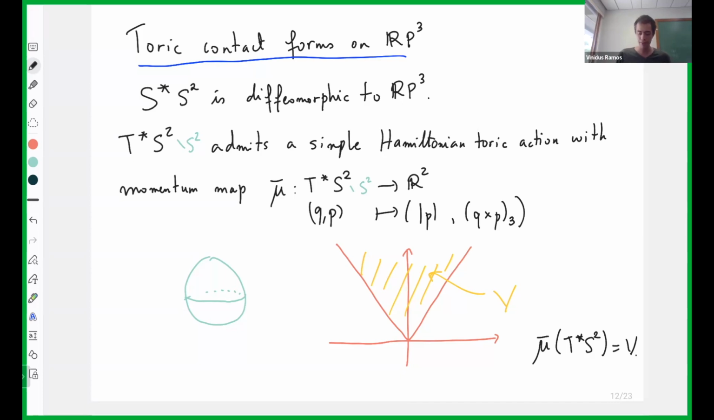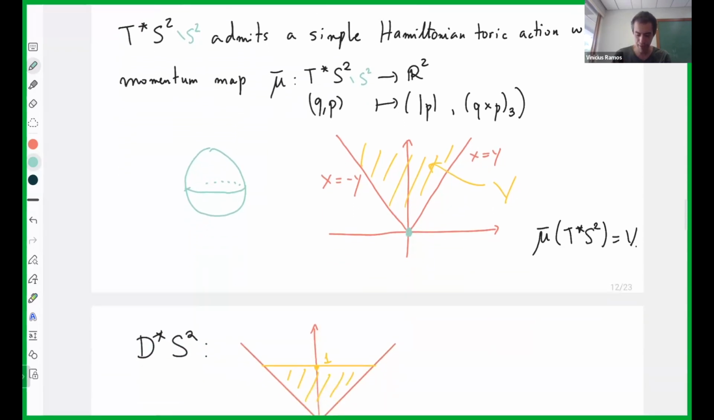The image of this is a cone like this. It's the cone that lies in between the x equals y and x equals minus 1 lines. You remove the zero fiber if you want to get smoothness, but even if you don't remove the zero fiber, you still have a map. All you have to see is that at the origin here, we have this zero fiber. Any questions?